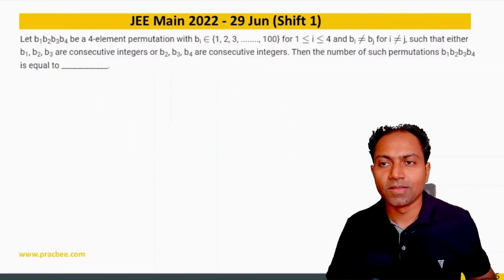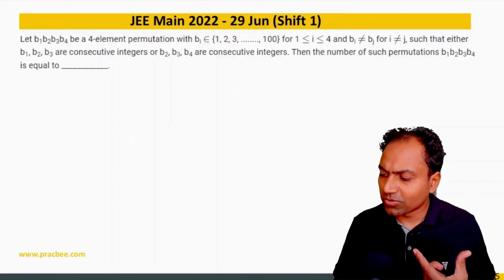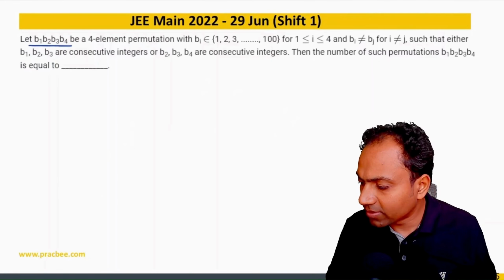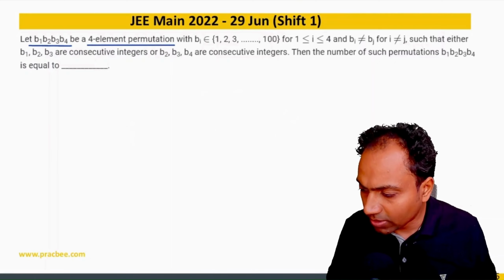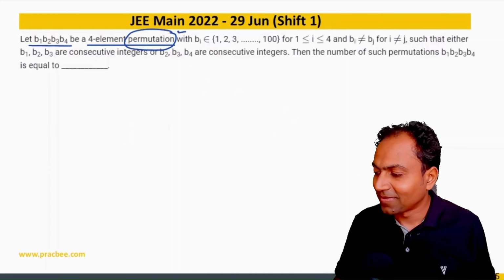Quite a simple question. If you look into this 2020 question, what they're asking is, they are talking about permutations already given in the form of B1, B2, B3, which has 4 elements. These are 4 element permutations. Notice the word, they have already given you permutation. You do not need to do it.